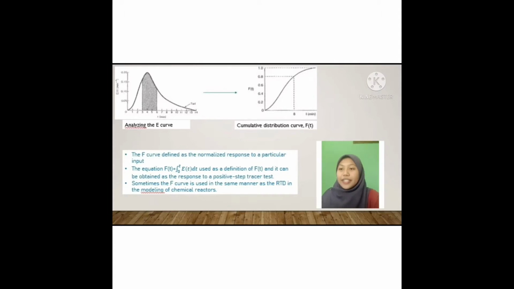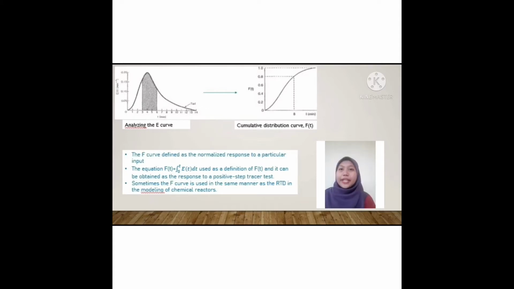The F-curve is another function that has been defined as the normalized response to a particular input. Alternatively, the following equation has been used as a definition of F(t), and it has been stated that as a result it can be obtained as the response to a positive step tracer test. Sometimes the F-curve is used in the same manner as the RTD in the modeling of chemical reactors.